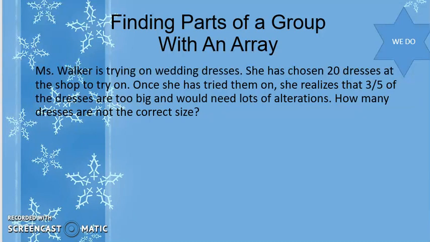So Miss Walker this time is still trying on the dresses, and she's chosen 20 dresses, so nothing's changed, same problem. And once she's tried them on, she realized 3/5 of them are too big, and they're going to need a lot of alterations. So we want to know how many dresses are not, keyword not, the correct size. The way that we're going to set this one up is we know that we have 3/5 of the 20 dresses.